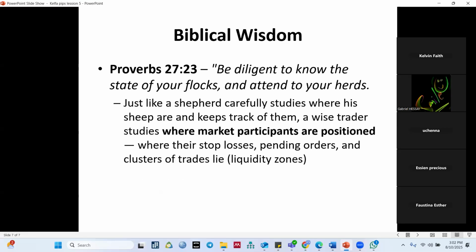In Proverbs chapter 27, verse 23, the Bible says, be diligent to know the state of your flocks and attend to your herds. So just like a shepherd carefully studies where his sheep are and keeps track of them, a wise trader would have to study where the market participants are positioned, where their stop losses, pending orders, and clusters of trades lie. That is the liquidity zone that we are studying today.